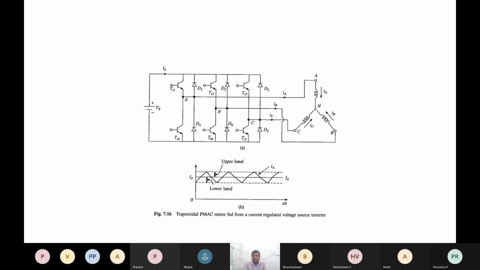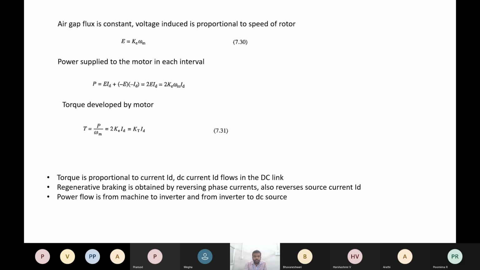Okay, so when the speed is reversed, the polarity of the induced voltage is also reversed. Why? When the speed is reversed, automatically the polarity of the induced voltage is also reversed, since E is directly proportional to omega m, or omega m is directly proportional to E.